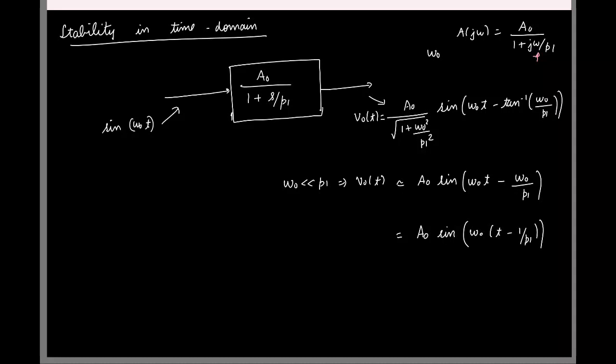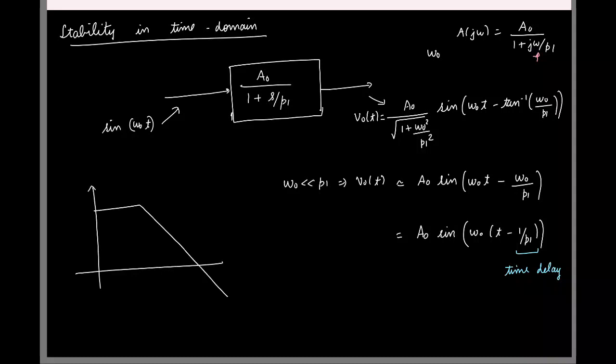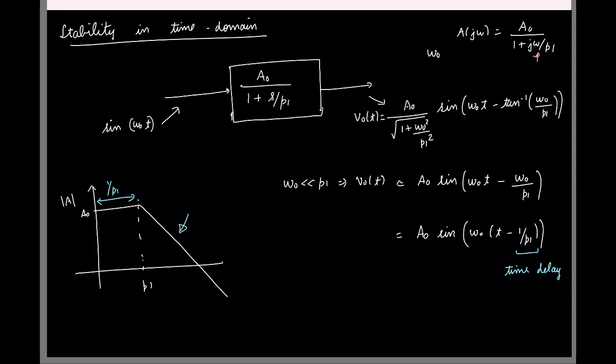So the bottom line is, if you have a pole like this, for small sinusoidal frequencies, it corresponds to a time delay of 1 by that pole frequency. So now, if you look at the magnitude plot, you will have something like this, right? This is A naught and this is P1. So basically, in this regime, it gives a delay of roughly 1 by P1. And in this regime, the delay will be something else. Okay.